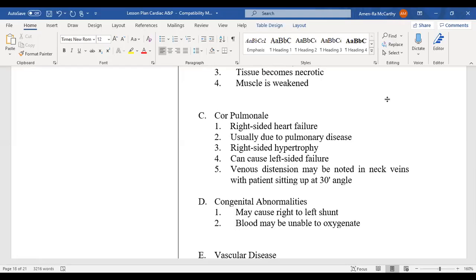So beside that, put JVD. Beside number 5, it says venous distension may be noted in the neck veins when the patient is laying back at a 30-degree angle. That's also known as JVD, which is jugular vein distension. JVD, jugular vein distension.